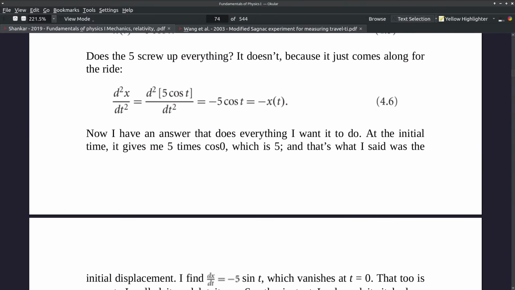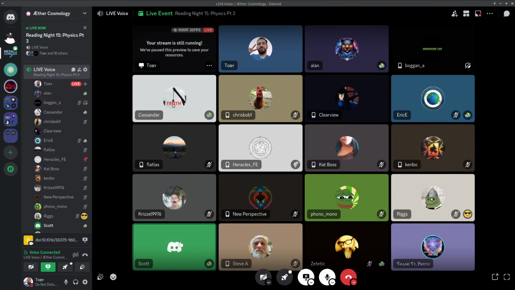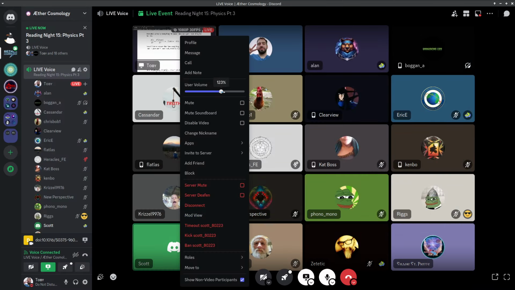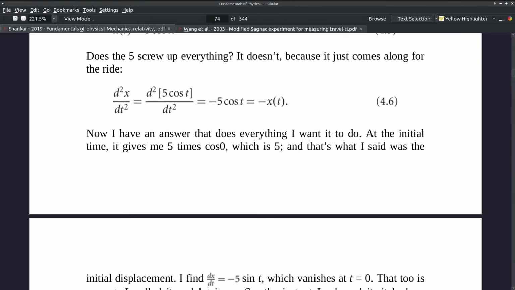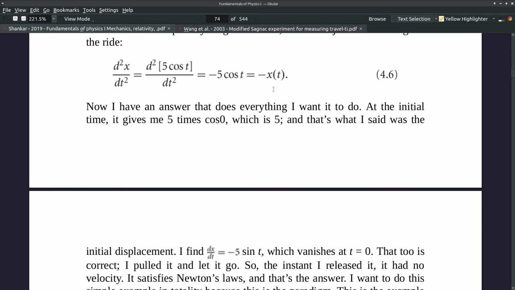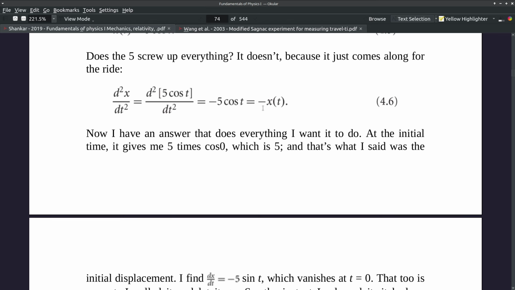So does the 5 screw up everything? It doesn't, because it just comes along for the ride. So the second differential of x with respect to time equals the second differential of 5 cosine of t taken with respect to time, which equals negative 5 cosine t, which equals negative x of t. So it's exactly what he said. The 5 doesn't cause any trouble.